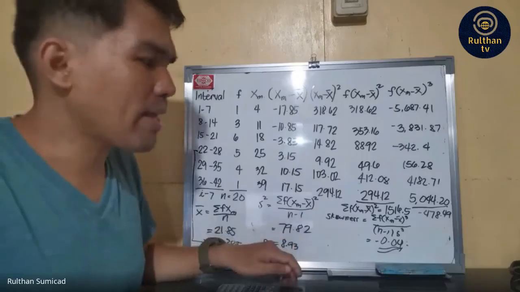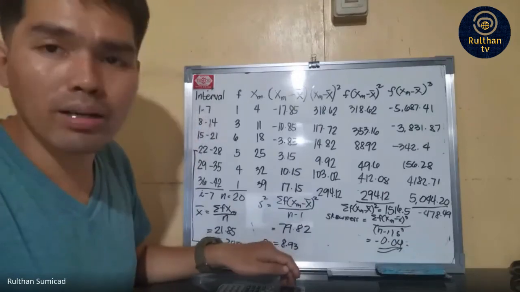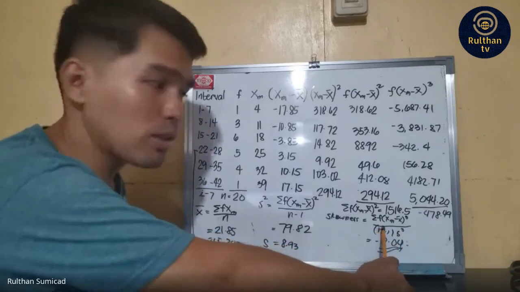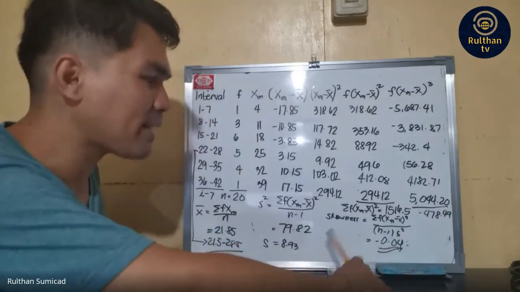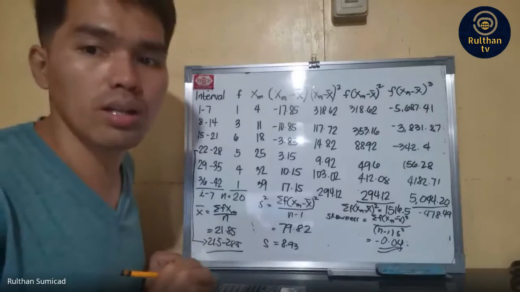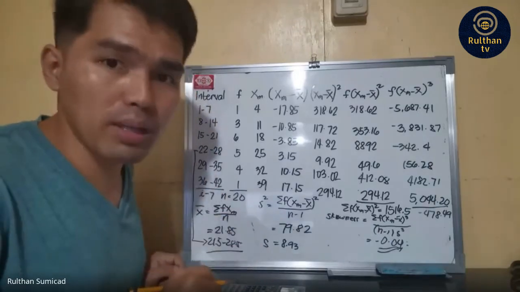Sir, regarding the formula for skewness, at the bottom, n minus 1 and then S cubed, where does the n come from? So, 20 minus 1, 19, times 8.93 to the power of 3. In this case, you cube first before you multiply. Do not make it 19 times 8.93 and then raise it to the power of 3, because that's another story. This is where you need to apply the PEMDAS rule: exponent first before multiplication.